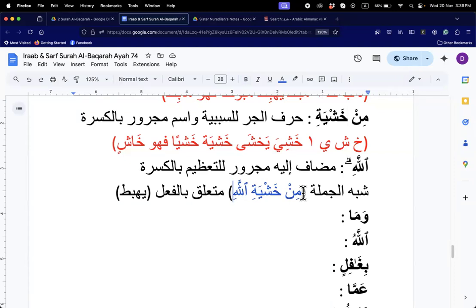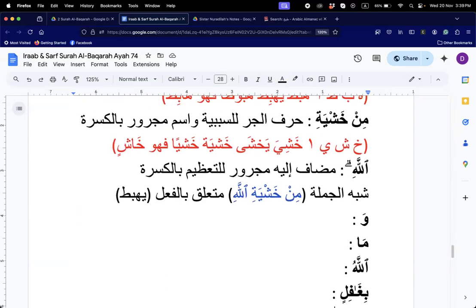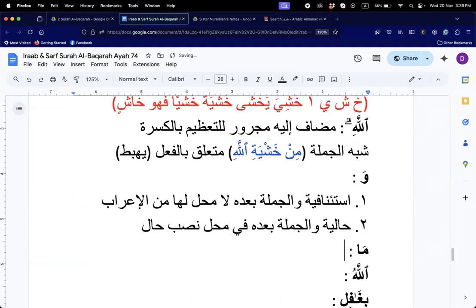So if you say it is istinafia, then what would you say about the jumla after that? If you say that the waw is istinafia, what would you say about the jumla after the waw? You understand my question? Yes, it will be marfu, the subject. Correct. And if you say the waw is halia, then the jumla after that will be mansub. Yes, it's fi mahalli nasab, it's the hal itself. Clear? Then the ma will be nafia. Yes, ma will be nafi.